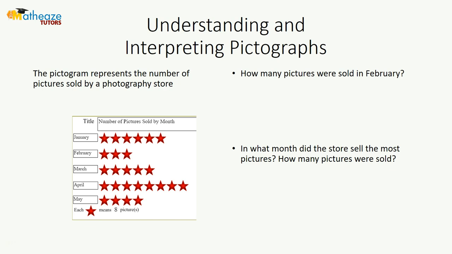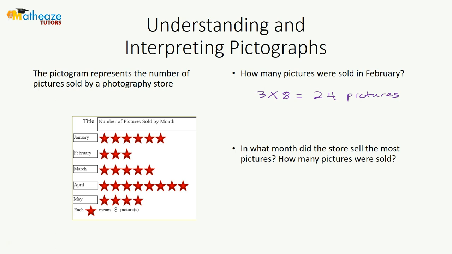How many pictures were sold in February? So we have 3 stars here, and each star represents 8 pictures, so 24 pictures were sold in February.